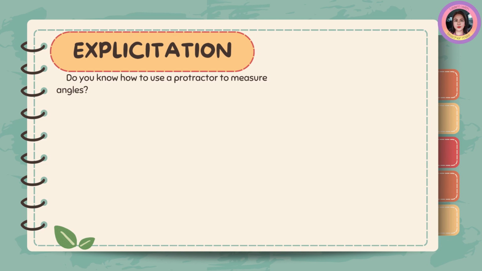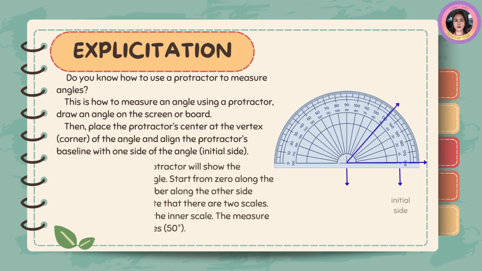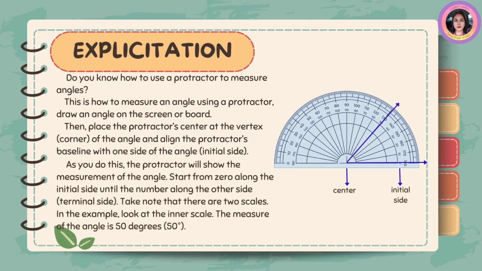Do you know how to use a protractor to measure angles? This is how to measure an angle using a protractor. Draw an angle on the screen or board. Then, place the protractor center at the vertex or corner of the angle and align the protractor's baseline with one side of the angle or the initial side. As you do this, the protractor will show the measurement of the angle.